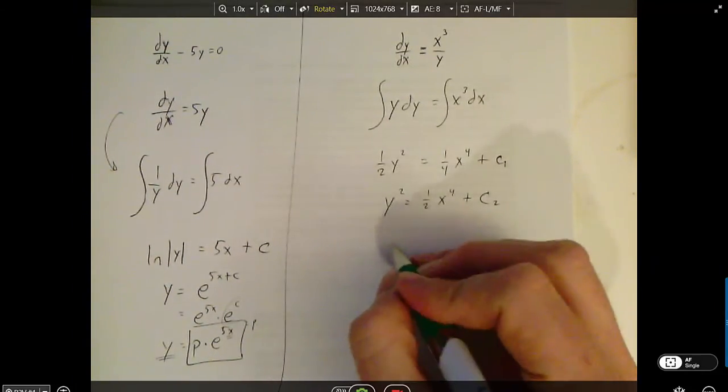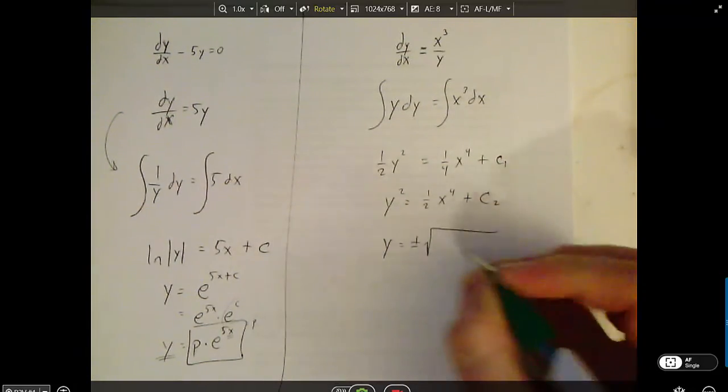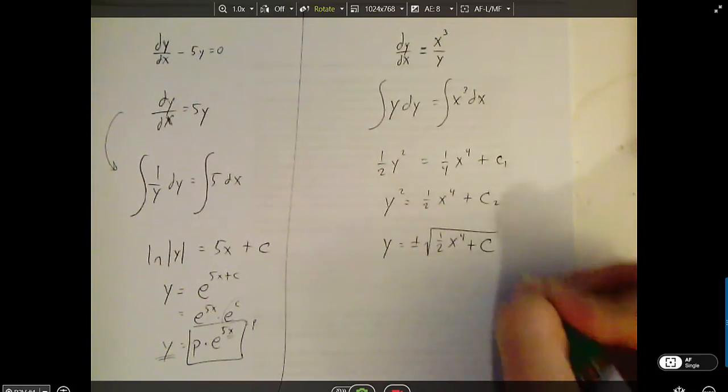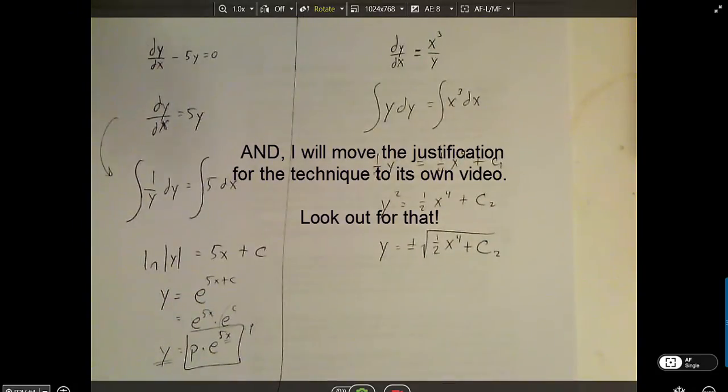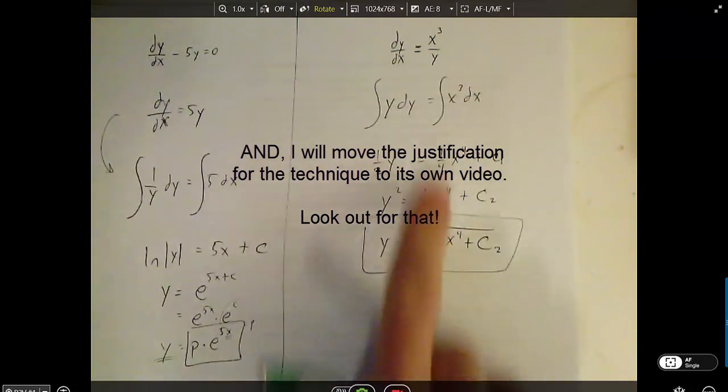Alright, so now I'll take the square root. So I get y is plus or minus root of 1/2 x to the 4th plus my constant 2. And there we go. So I've got another whole family of solutions to that equation.